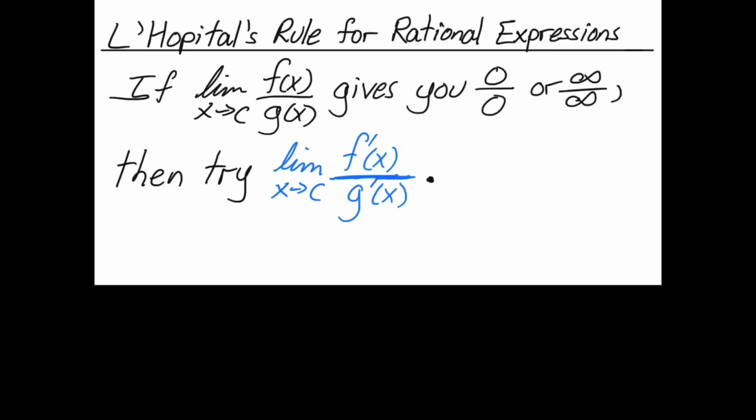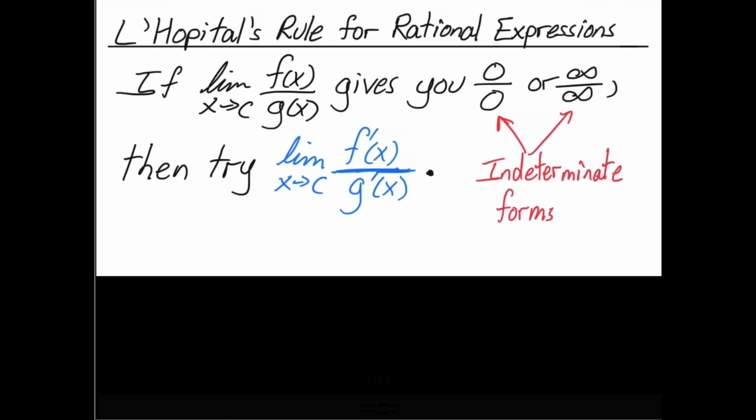Hi folks, welcome to this quick look through L'Hopital's rule for rational expressions. So the basic idea is if we have a limit that gives us 0 over 0 or infinity over infinity, then we can try just taking the limit of the derivative of the top over the derivative of the bottom. These forms, 0 over 0 or infinity over infinity, are called indeterminate forms.